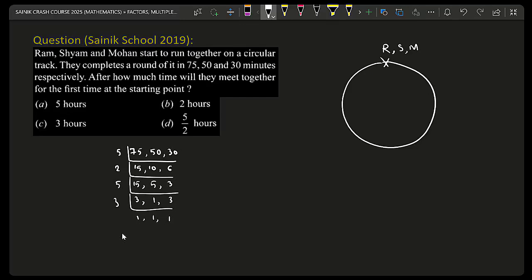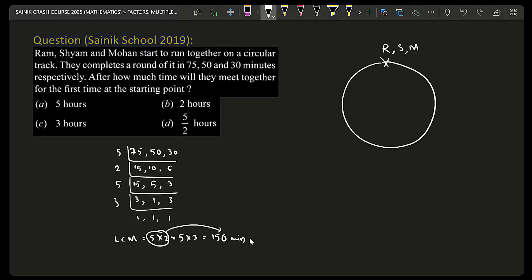So we got the LCM: 5, 2, 5, 3. Keep this 5 and 2 separate so that we can add 0 at the end. 5 3s are 15. Because of this 10, we get 0 here. So that is 150 minutes.